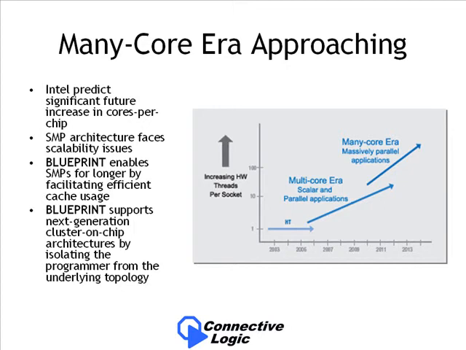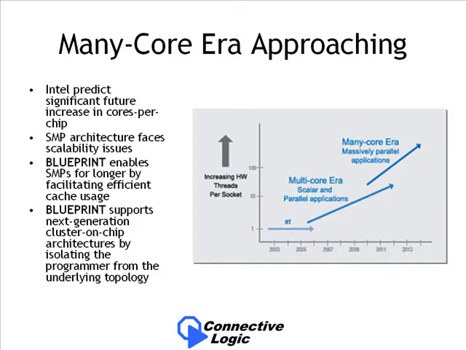In the example we've looked at, we've seen that as the core counts start to increase, particularly to 8 and 16, the difference between these two approaches is really quite significant. And I'd just like to draw your attention to this graph produced by Intel, because what they describe as the many-core era with massively parallel applications is not too far off in their view. Another important point is that the SMP architecture is already starting to face some scalability issues, even at 8 cores, to do with bus bandwidth.